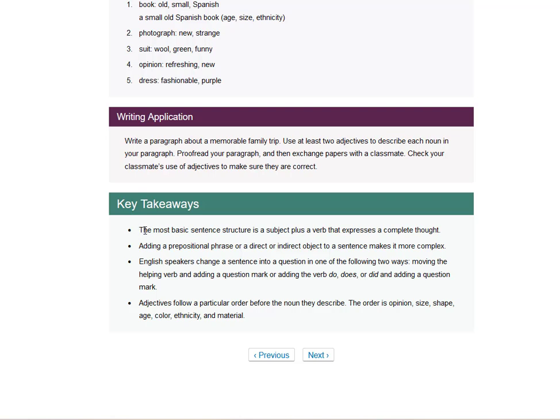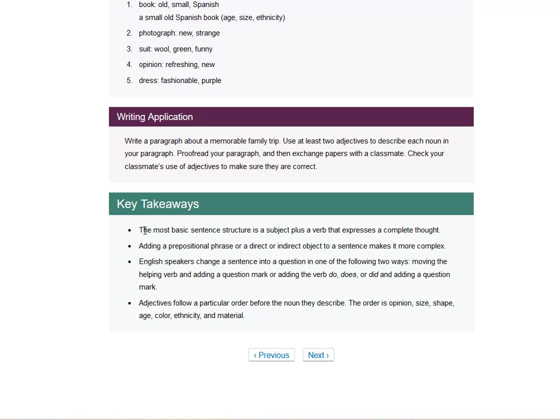The most basic sentence structure is a subject plus a verb that expresses a complete thought. Adding a prepositional phrase, direct object, or indirect object to a sentence makes it more complex. English speakers change a sentence into a question in one of two ways: moving the helping verb and adding a question mark, or adding the verb do, does, or did, and adding a question mark.